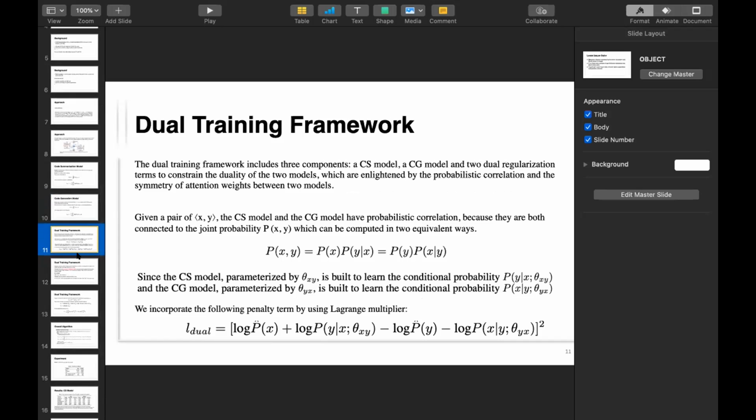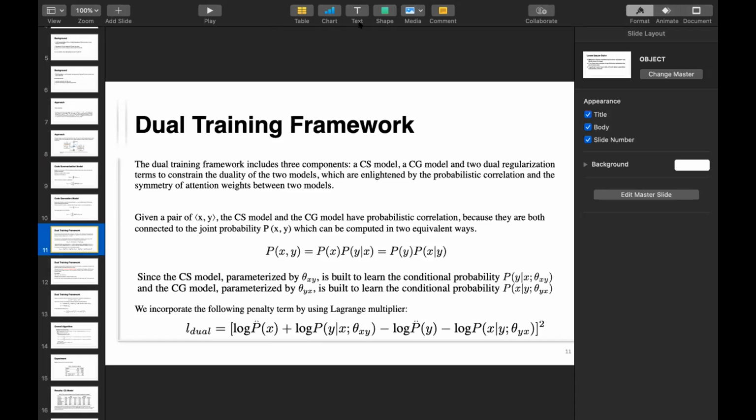And here we come to the dual training framework. The dual training framework includes three components: the previously introduced CS model, the CG model, and two dual regularization terms to constrain the duality of the two models. Here we will introduce the first term. Given a pair of X, Y, where X means the source code and Y is the corresponding comment, the CS model and the CG model have a probabilistic correlation because they are both connected to the joint probability P(X, Y).